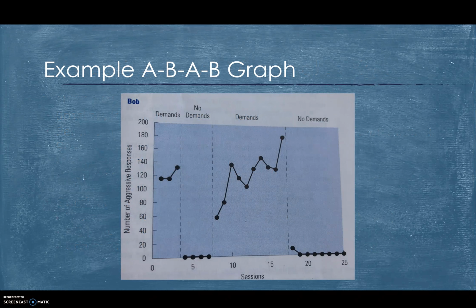Here's an example of that AB-AB graph, which also is included in your text. So here, by the way, we see that the demands definitely do increase the aggression. It's quite clear.